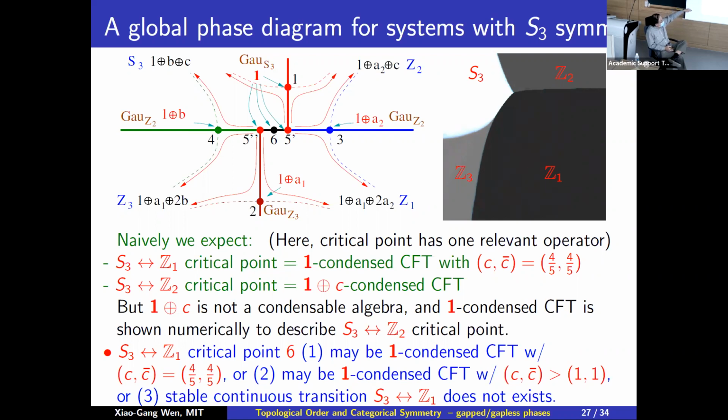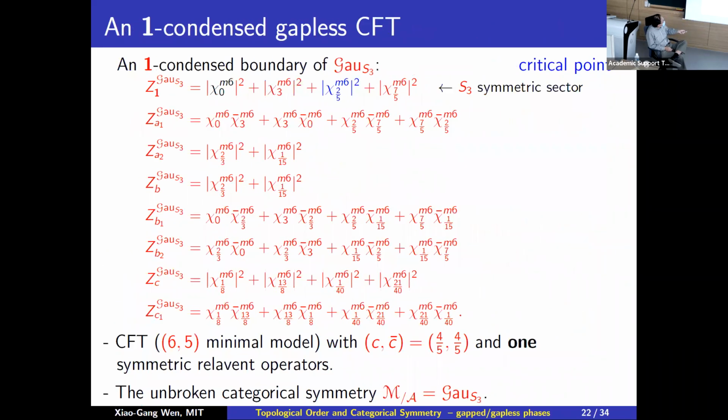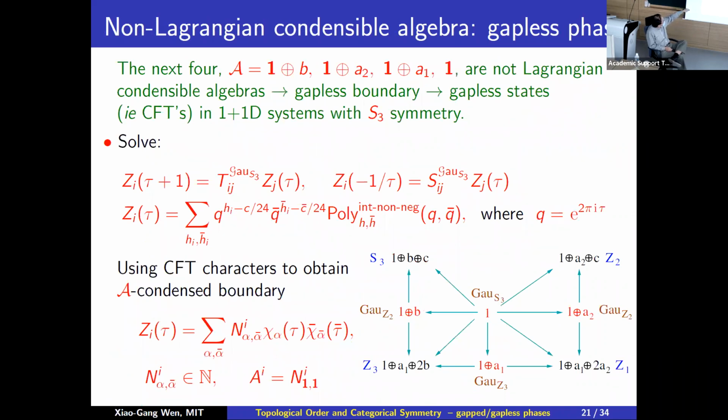It turns out that it's a one condensed boundary. Actually this S3 to Z2 critical point is described by one condensed boundary. So using previous slide, S3 to Z2 goes through here. There's nothing here. So then we have trouble. Then S3 to Z1, what describes S3 to Z1? You know, this one already described this one. Maybe this same critical point also describes S3 to Z1. We're in a very strange situation. Two different symmetry breaking patterns describe the same CFT.